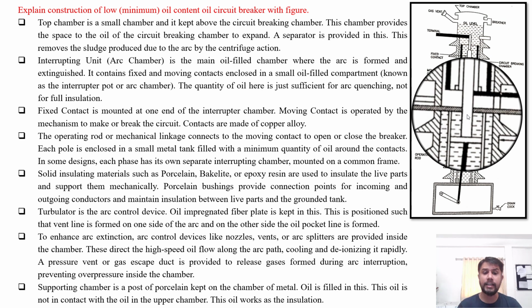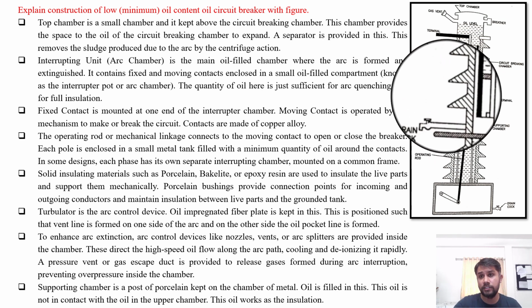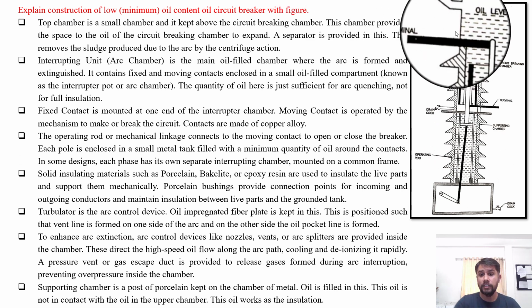To enhance arc extension, arc control devices like nozzles, vents or arc splitters are provided inside the arc interrupting chamber. This directs a high speed oil jet along the arc path, cooling it and rapidly deionizing the oil, or charged particles. A pressure vent or gas escape duct is also provided to release the gases. This is the gas vent. During the arc interruption, it prevents overpressure inside the chamber.